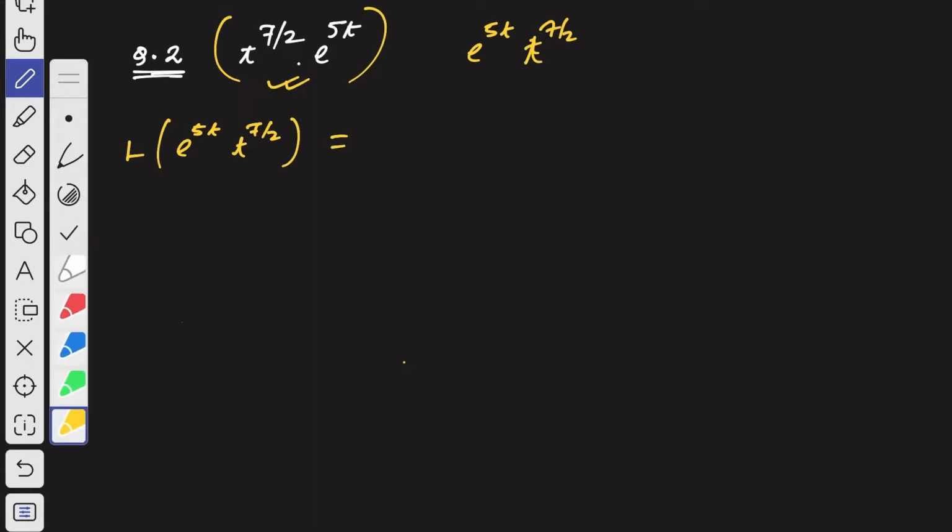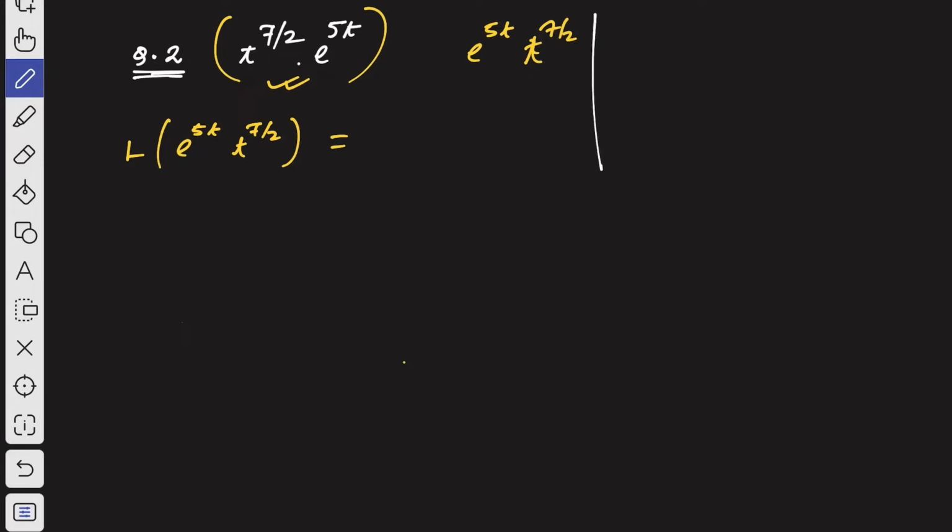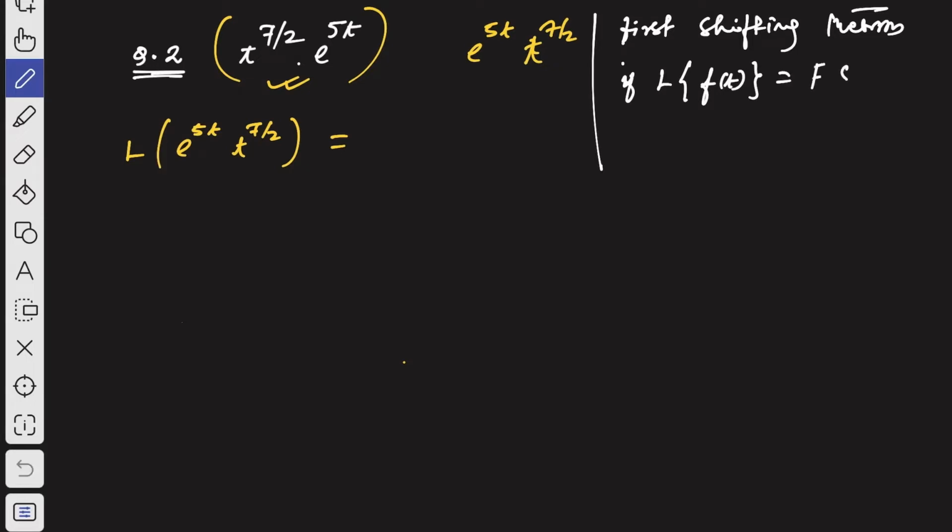So what was the first shifting theorem? According to that theorem, if the Laplace transformation of function f of t is capital F, which is a function of s, then the Laplace transformation of e to the power at into f of t is capital F of s minus a. So that was the first shifting theorem.